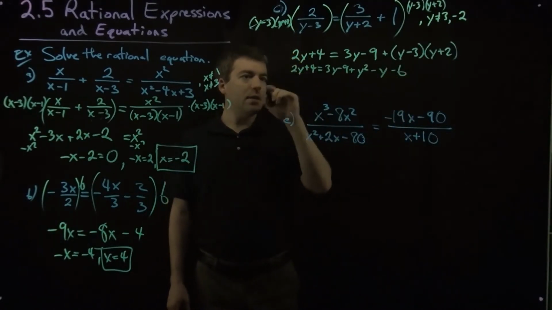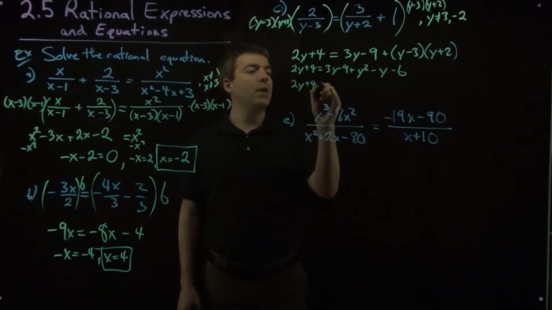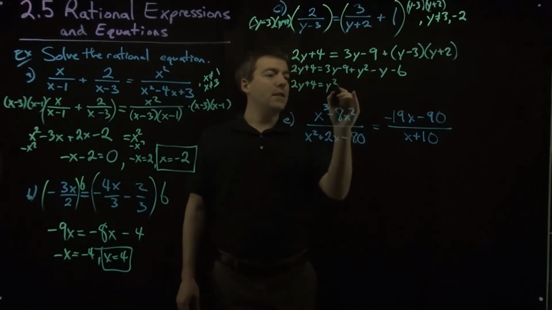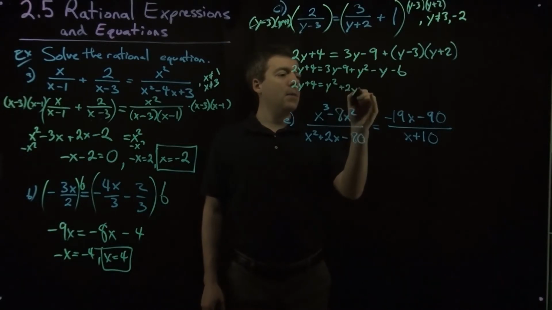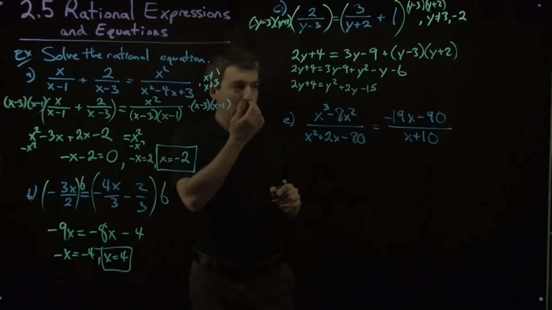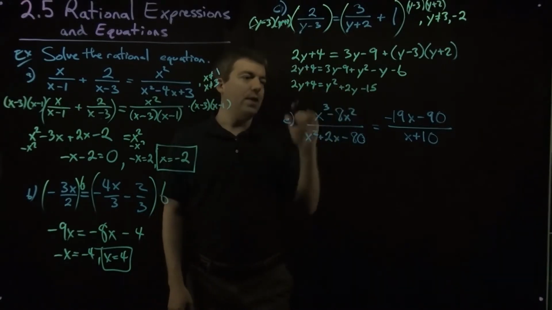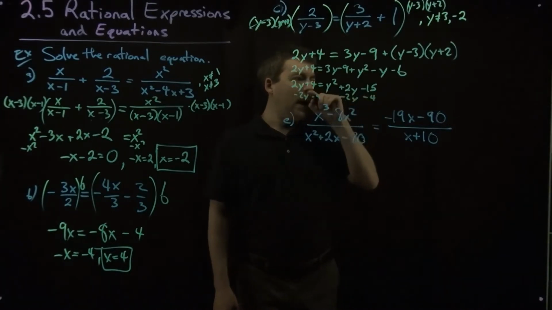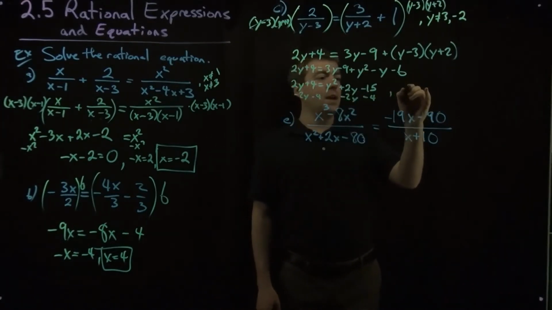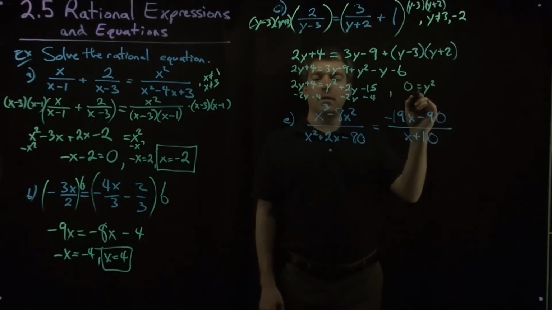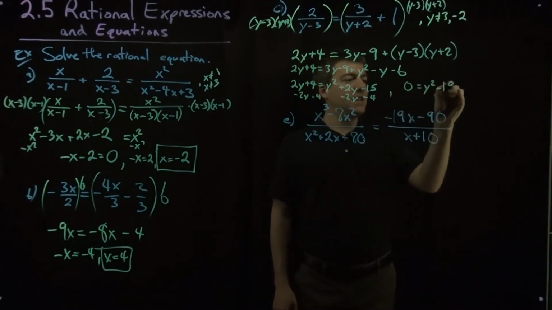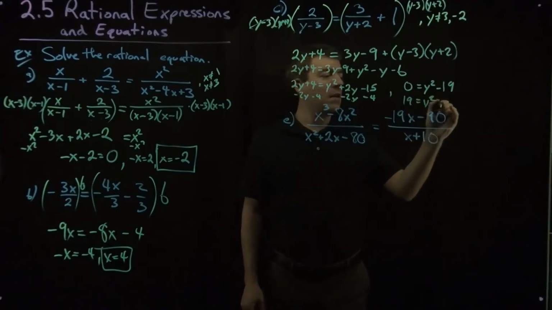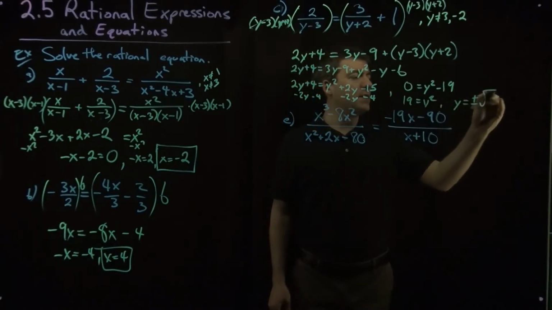All right, simplify this a little bit. 2y plus 4 equals, let's see, we've got y squared, plus 2y minus 15. This is a quadratic, so we want to get everything on one side. So subtract the 2y, subtract the 4. We have 0 equals y squared minus 19. Add the 19. So we get y equals plus or minus square root of 19.